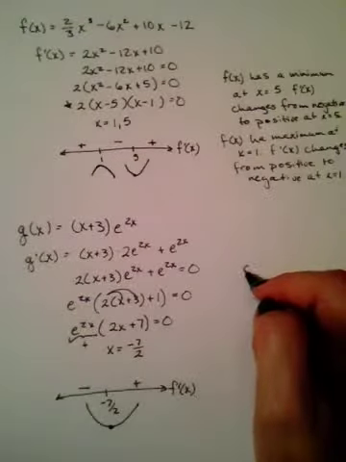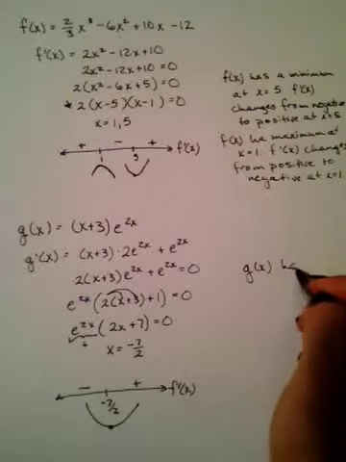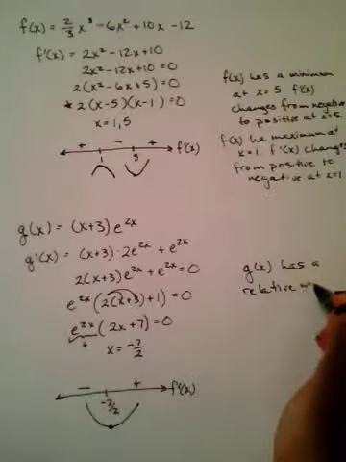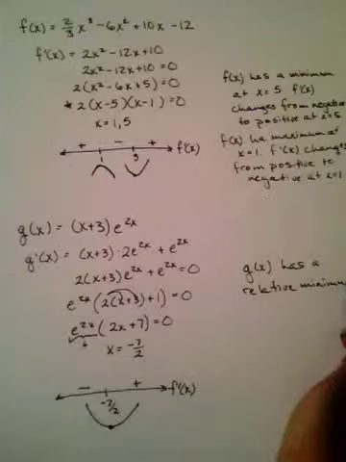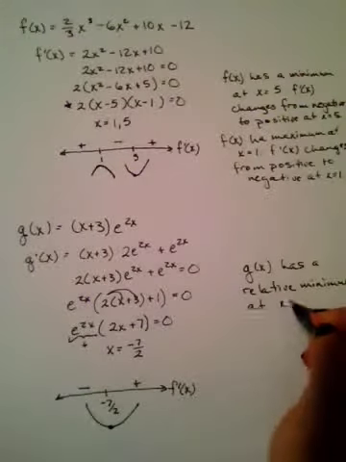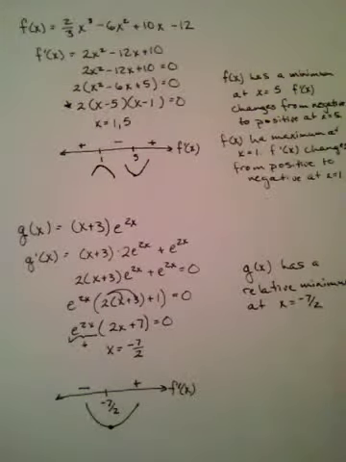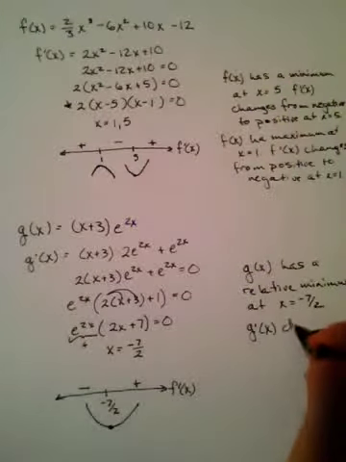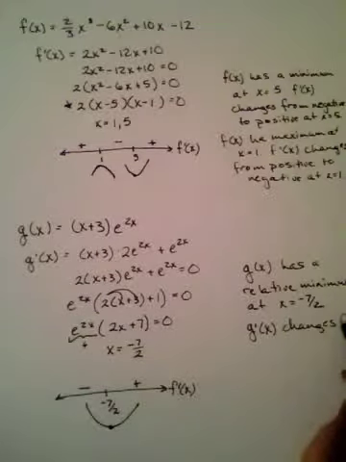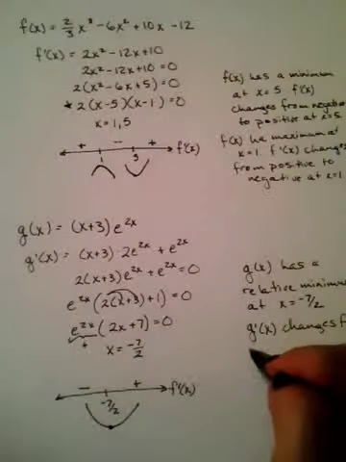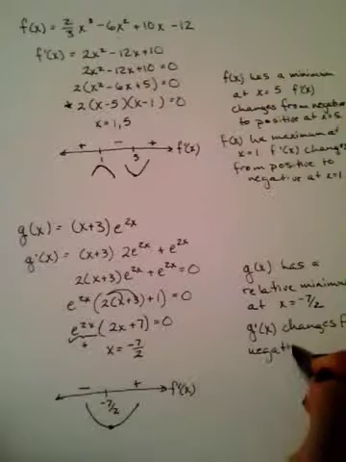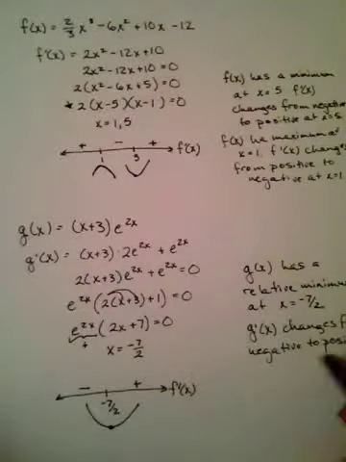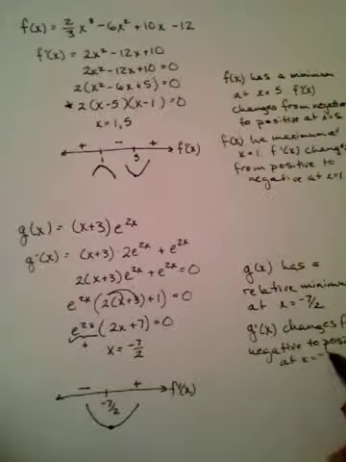So I would say g of x has a relative min at x equals negative 7/2. And I know that because g prime of x changes from negative to positive at x equals negative 7/2.